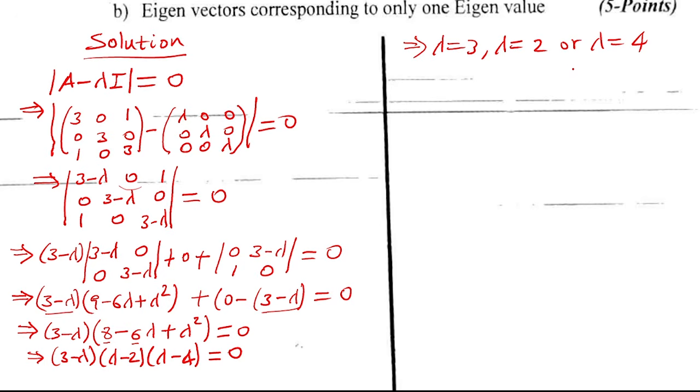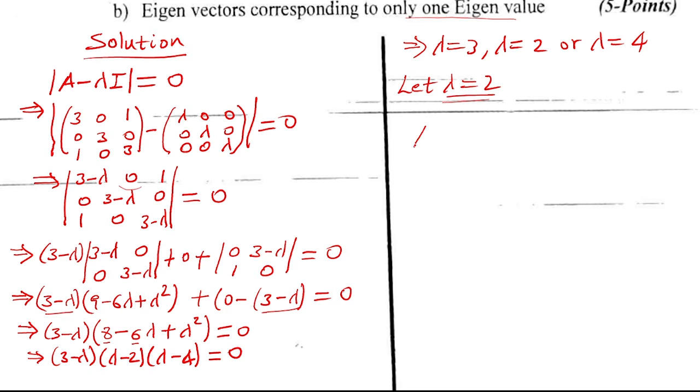We have 3 eigenvalues. So for part B, you are asked to find eigenvectors corresponding to only one eigenvalue because there is similarity. That's why we need to do only one. Doing one means we are able to do the others. So let's do it for lambda is equal to 2.